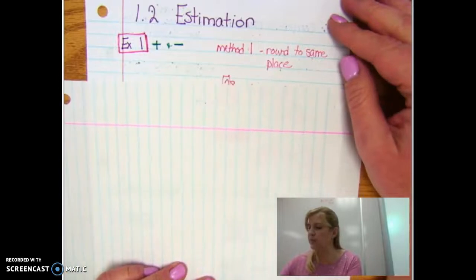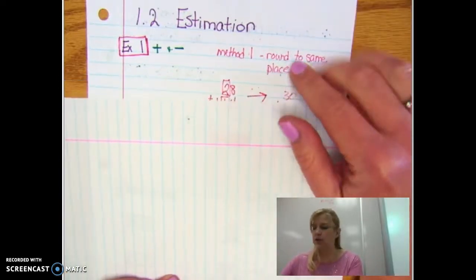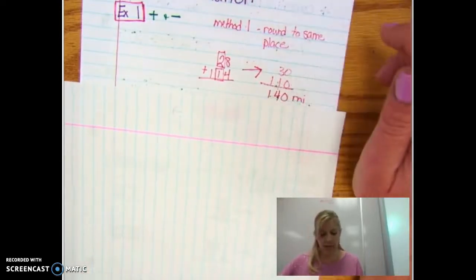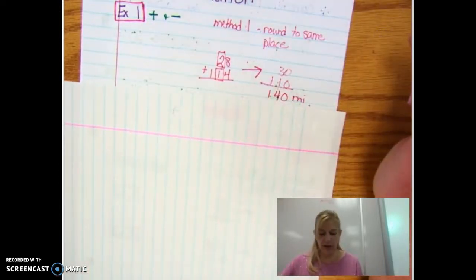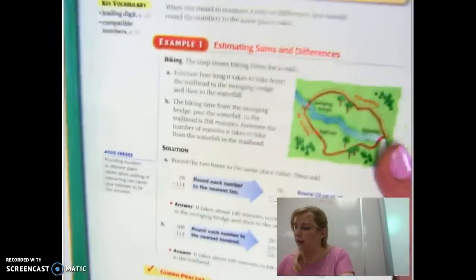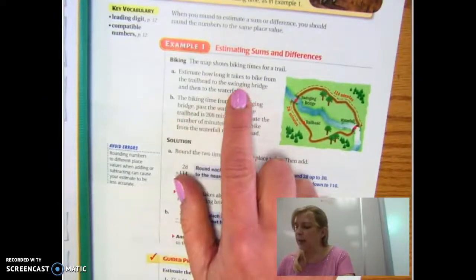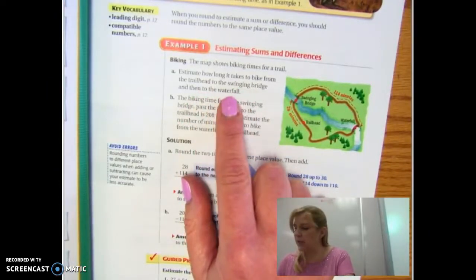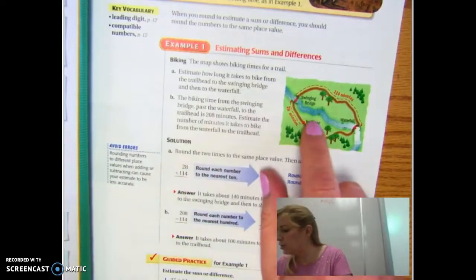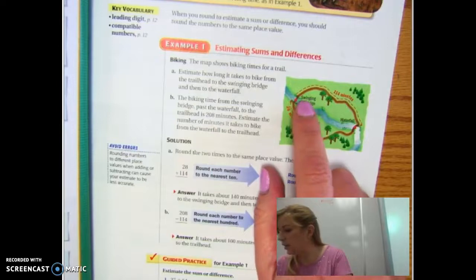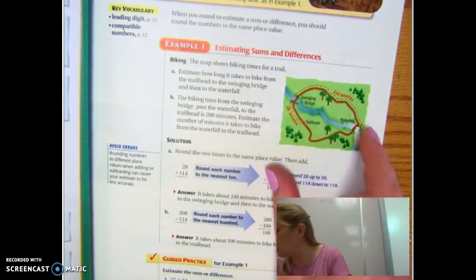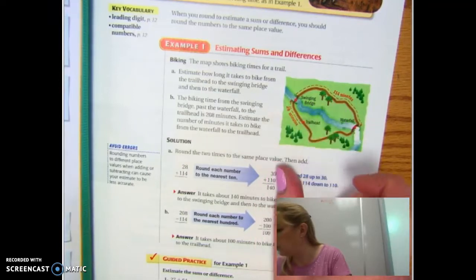So our first method is round to the same place value. In one example, if you're estimating how many miles it is to bike on a trail, I'll put the example up here. Estimate how long it takes to bike from the trailhead to the swinging bridge and then to the waterfall. So here's our trailhead to the swinging bridge, 28, and then swinging bridge to the waterfall is 114.